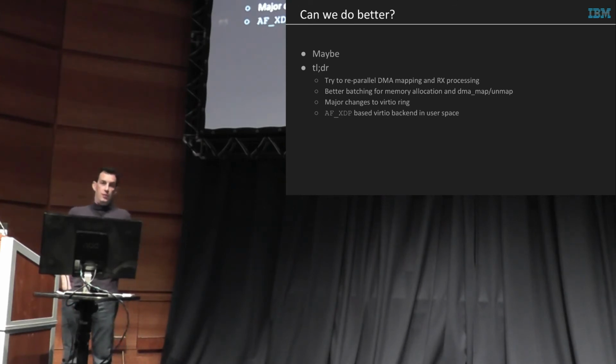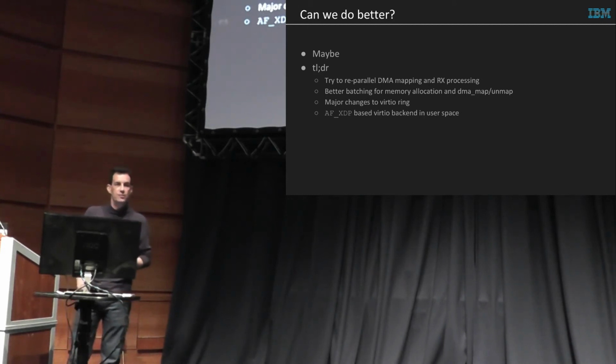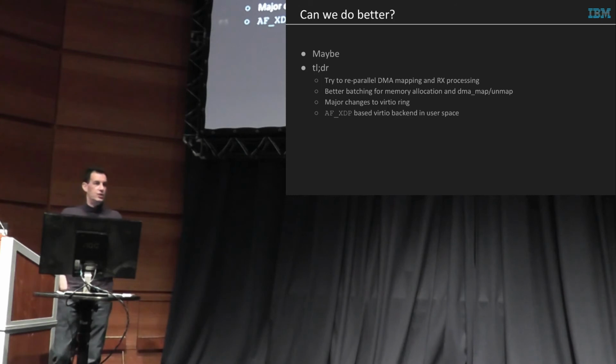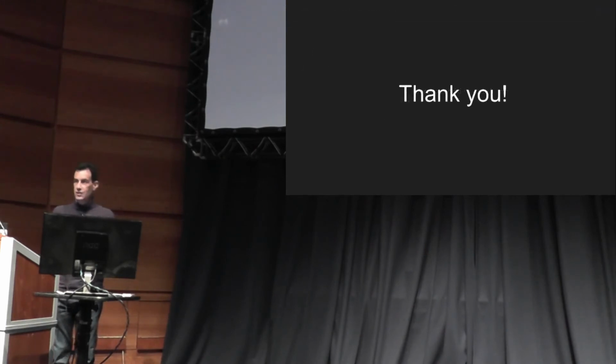Another thing that maybe allows Zerocopy receive is a major redesign of the virtual ring. We don't know. And the next, probably the most promising feature, is an AF_XDP-based virtual backend in user space, which sounds like the right way to go. So that's all. Questions?